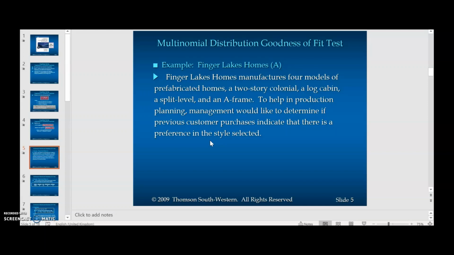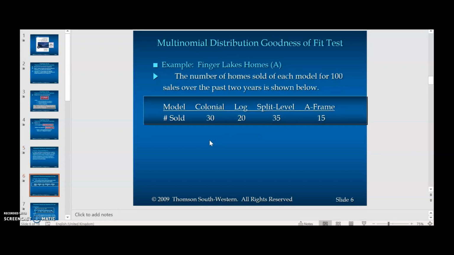So just like in question 5, in this example, we are also required to determine whether the population proportion for the categories that we have are identical or not. The number of homes sold for each model for 100 sales over the past 2 years is shown below. 30 colonial, 20 log cabin, 35 for split level, and 15 for A-frame. So we have 30 plus 20 plus 35 plus 15 equal to 100.